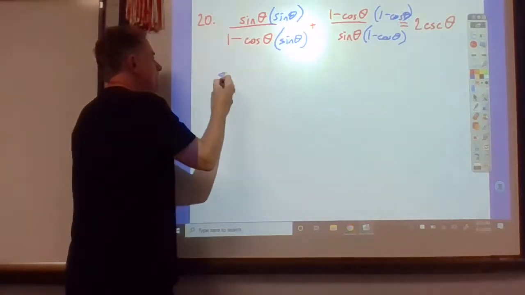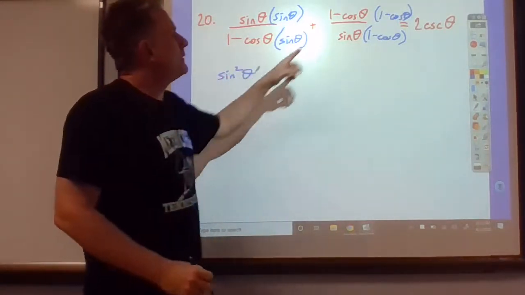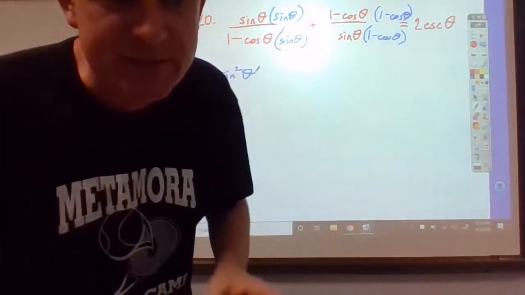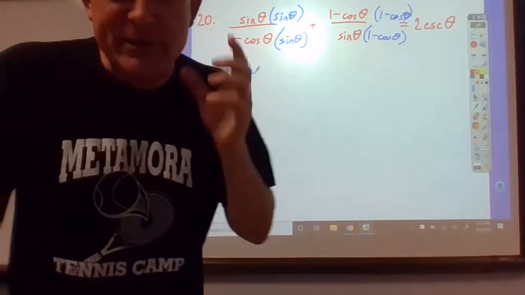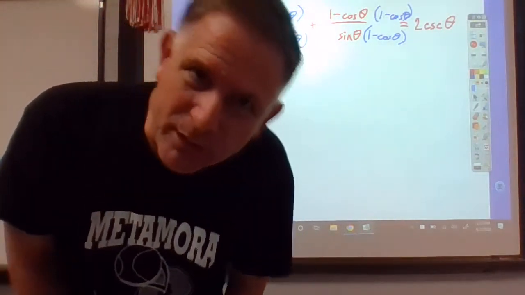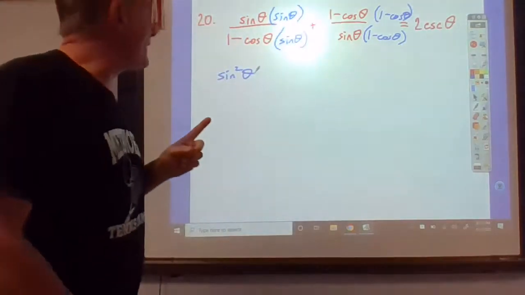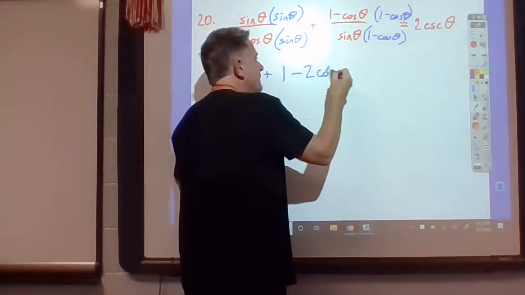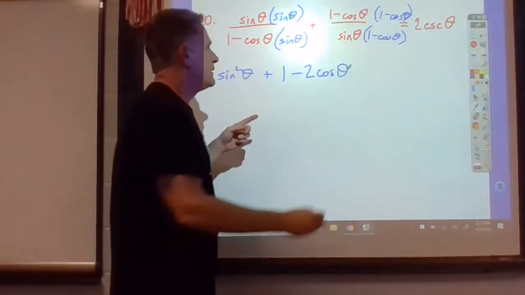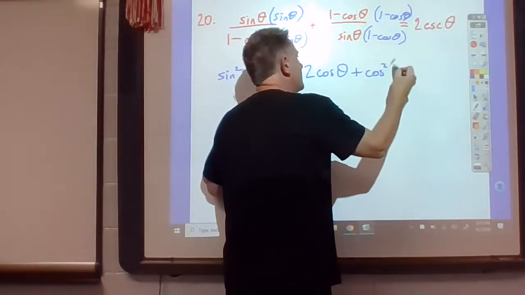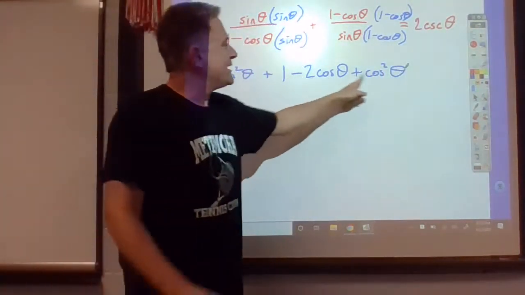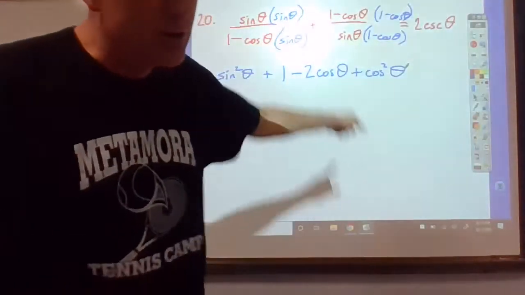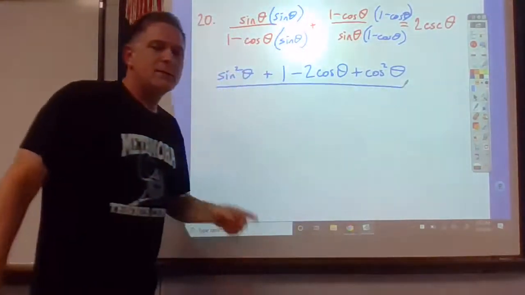Sine squared. What do I have going on here? I have 1 minus cosine times another 1 minus cosine. That is foiling. I am not going to show my work with foiling. You guys should be good at foiling. But it's foiling, and it's going to foil to 1 minus 2 of those plus cosine squared. This is my foiling. Check it out if you need to. Write your 2 sets of parentheses. Foil it out. You'll get that, I promise. Over my LCD.